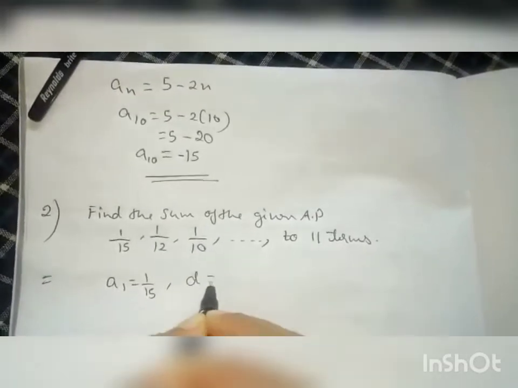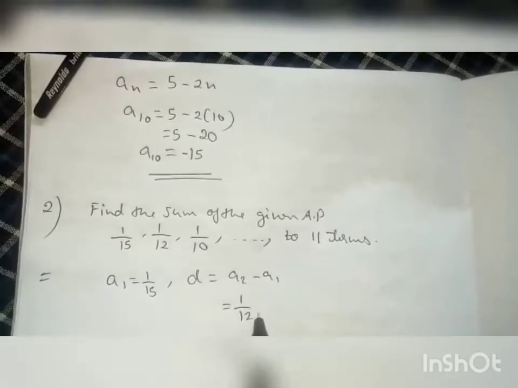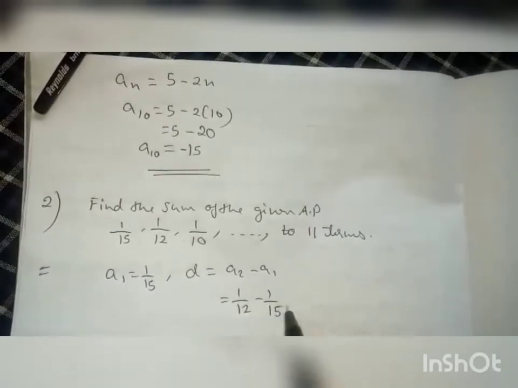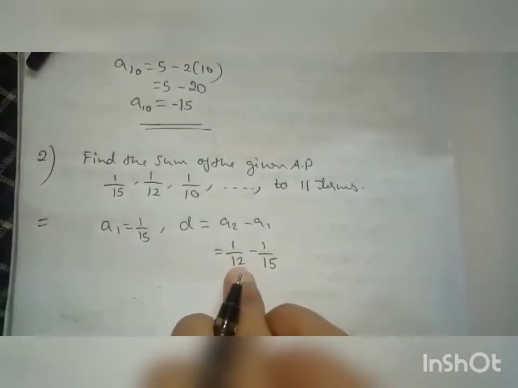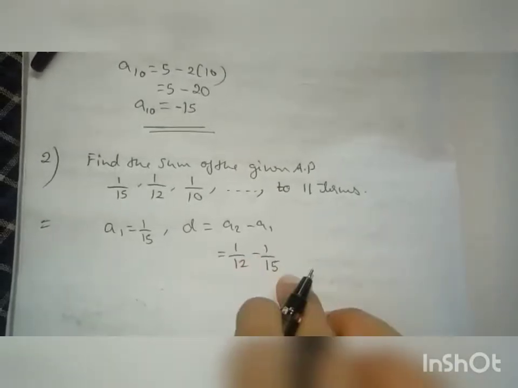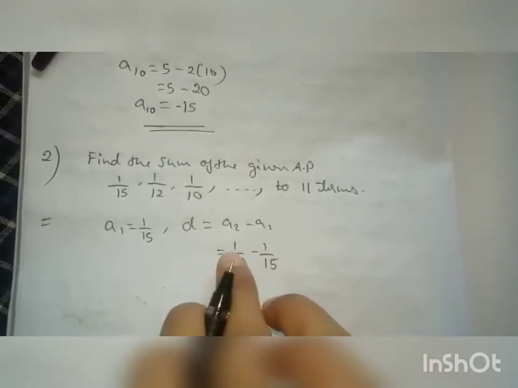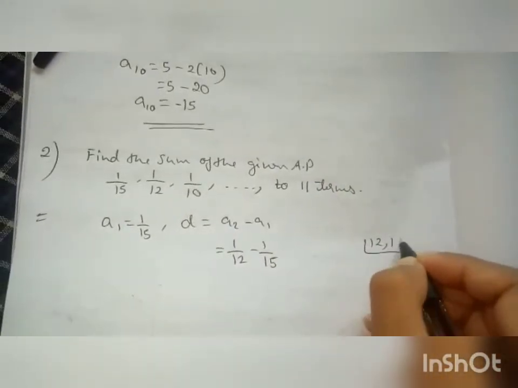D, how will you find D? Second term minus first term. What is the second term? 1 by 12 minus 1 by 15. When you want to subtract two numbers, their denominators should be the same, but here they are different. So what will you do if you have different denominators? You cannot subtract. You have to take the LCM. Take the LCM of 12 and 15.